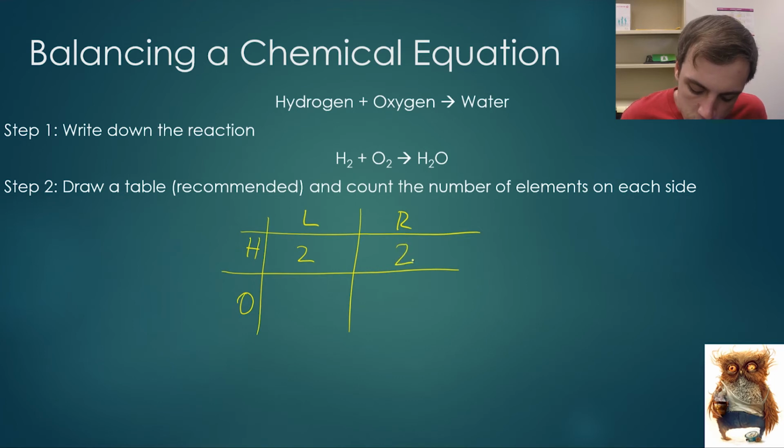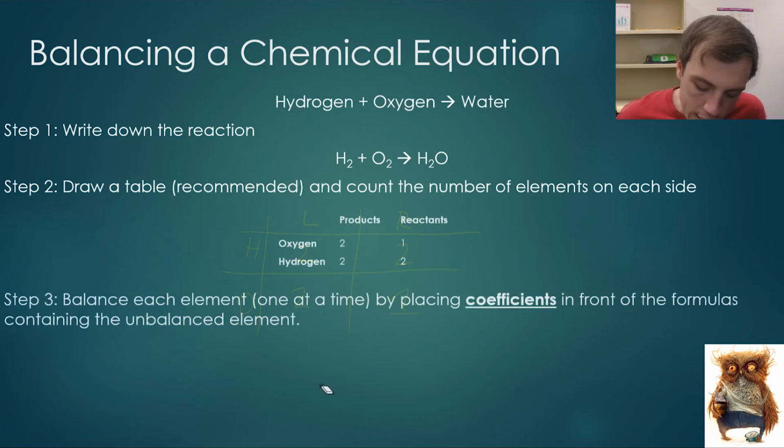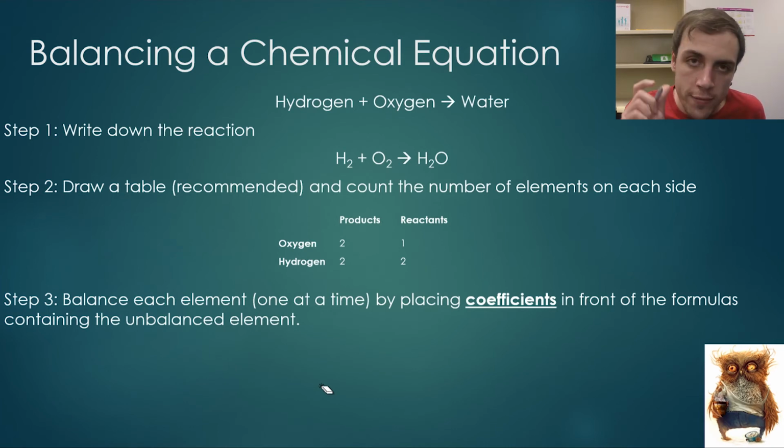We have 2. How many oxygens on the left-hand side? We have 2. How many oxygens on the right-hand side? We only have 1. So this gives us a reference point. It tells us, okay, what do we need to change? Now, to balance these elements, what we can do is change the coefficient.